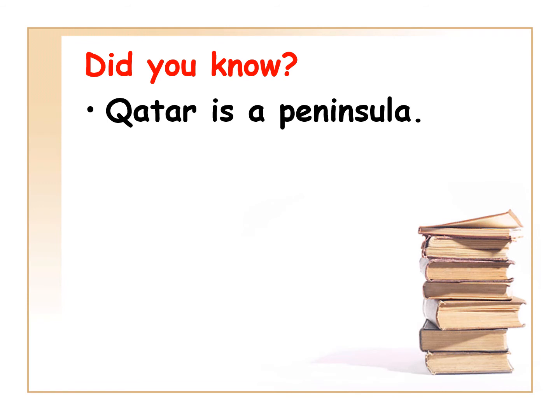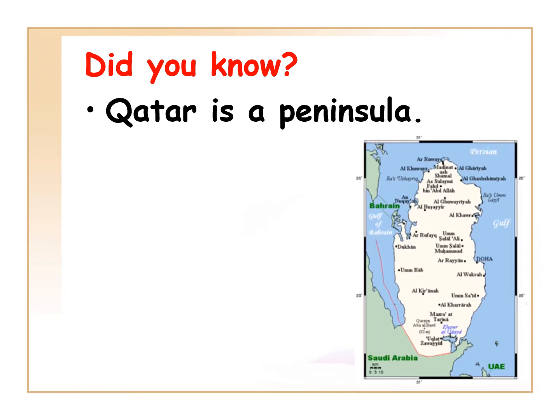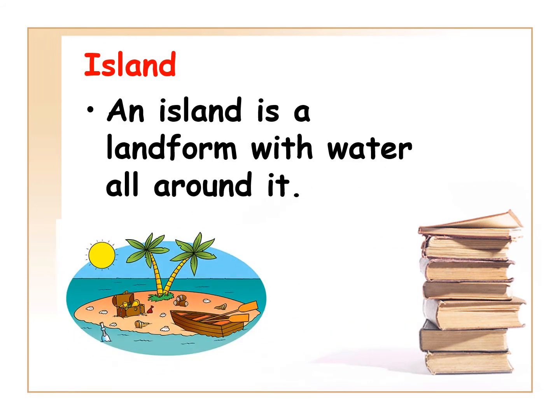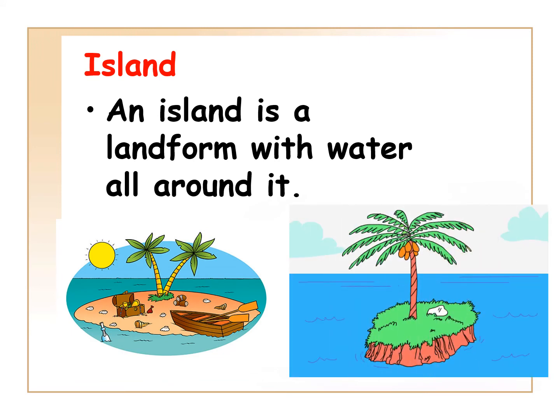Now, did you know that Qatar is also a peninsula? Have a look at this map of Qatar. It has water on three sides and land on one side. Let's move on. So then what is an island? An island is a landform with water all around it. I'm sure you will enjoy drawing this image. That's a landform for you.